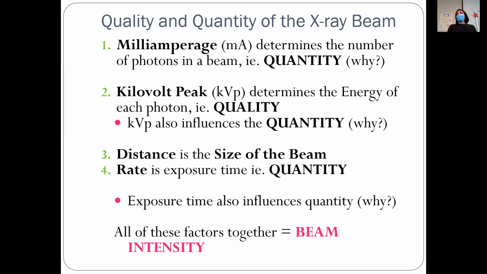Rate is exposure time. See, these 3 and 4 are like, why does it say is? Is that a typo? So rate and exposure time. So rate is exposure time. I think that's what it's trying to say. So when you push the button, it's called the exposure button, right? We say go push the exposure button.